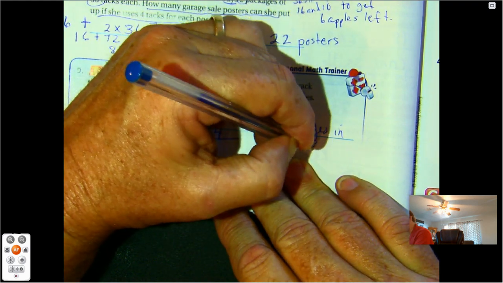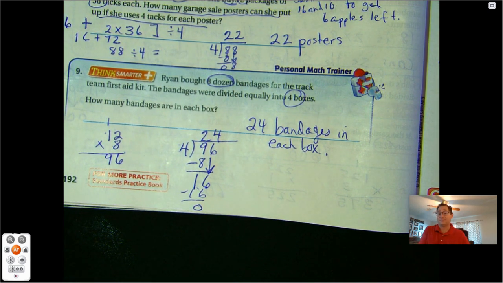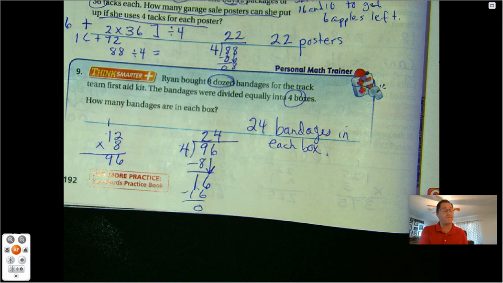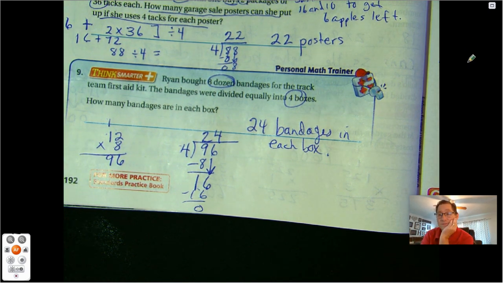Okay. So that's it. That's the story for chapter 4. So we'll do a review tomorrow on chapter 4, and then we'll see how much of this material we've mastered.